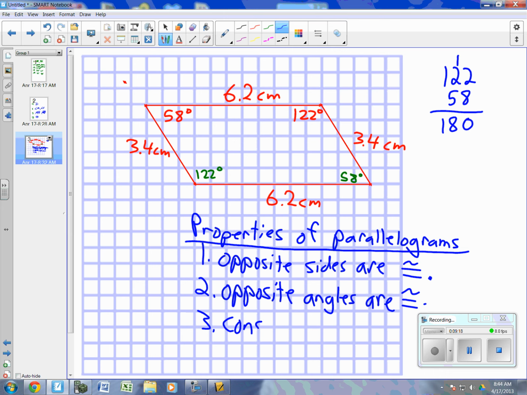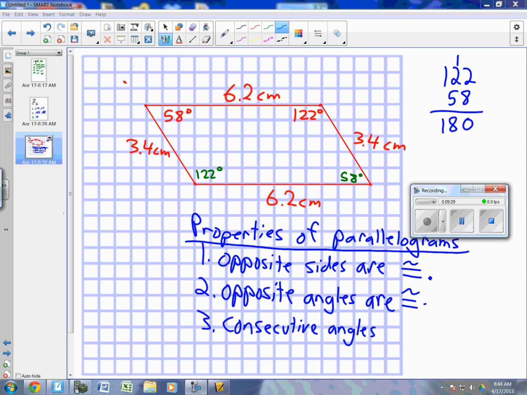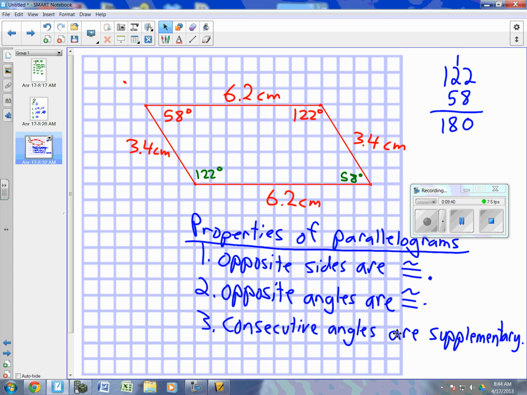Okay, third property. Consecutive angles are supplementary.